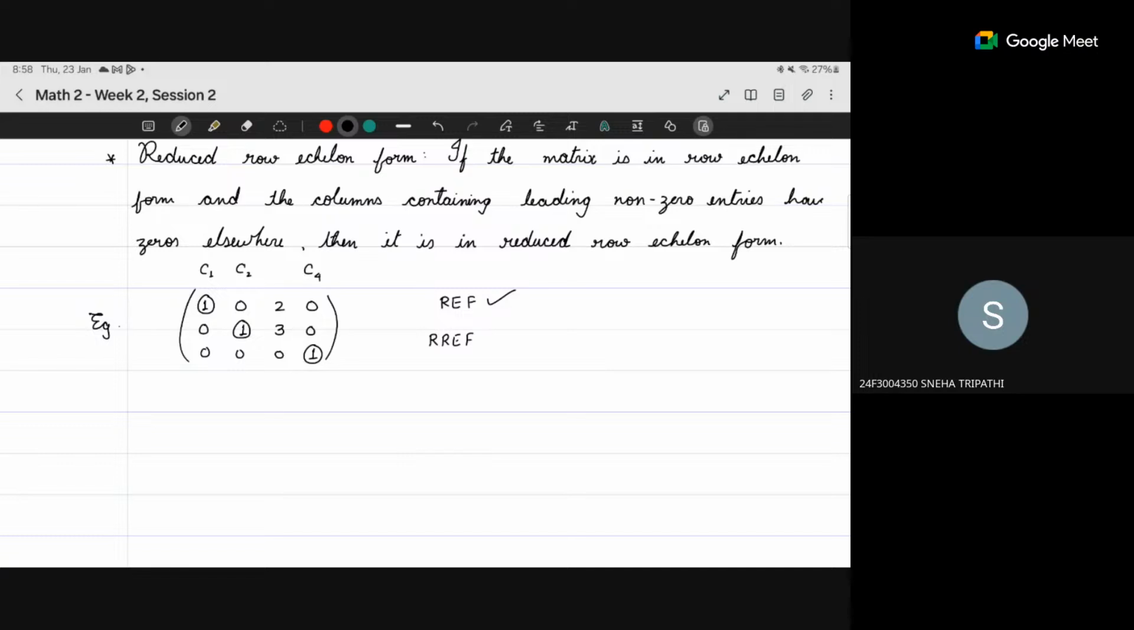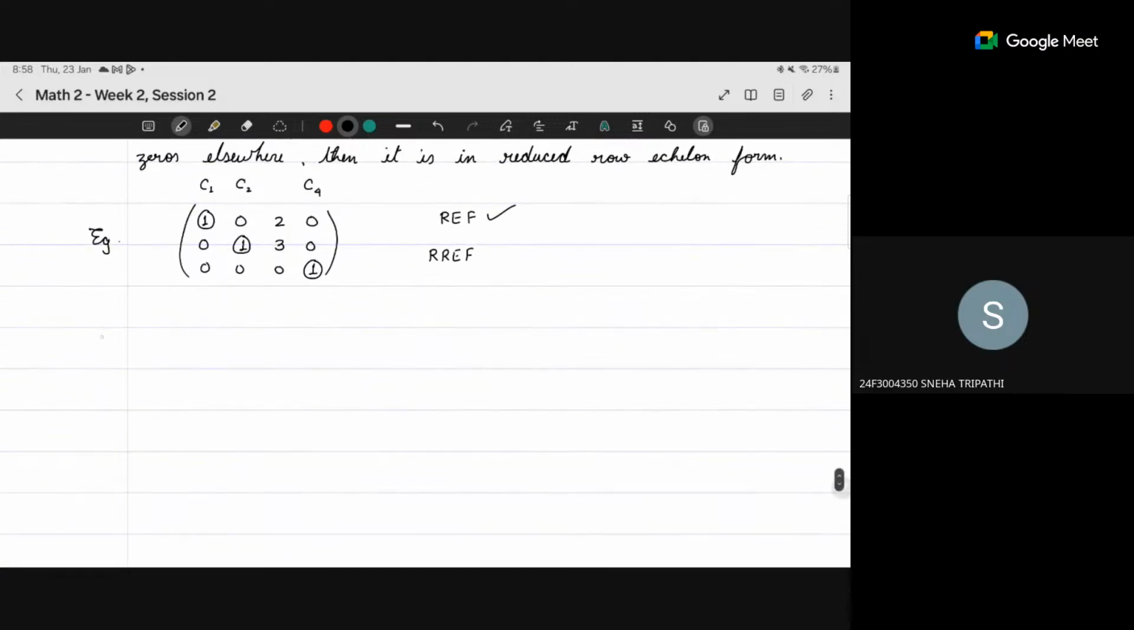Sir, I'll tell you one matrix. Please write it on the board and tell me whether it is in REF or not. In row 1: 1, 0, minus 1. What is the order of the matrix? Is it 2 by 2 or 3 by 3? 3 by 3, I think. Sir, it is 2 by 3. 2 by 3. Okay. And in the second row: 0, 1, 1.